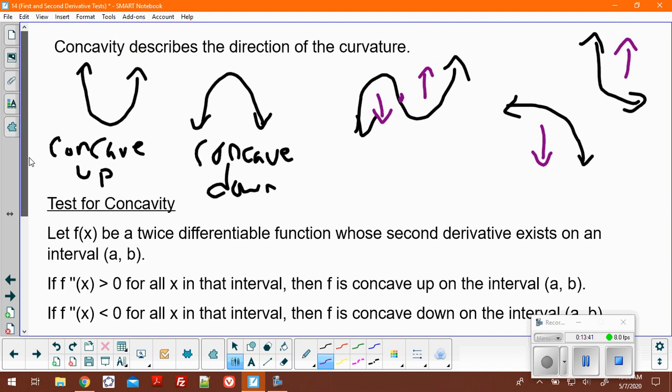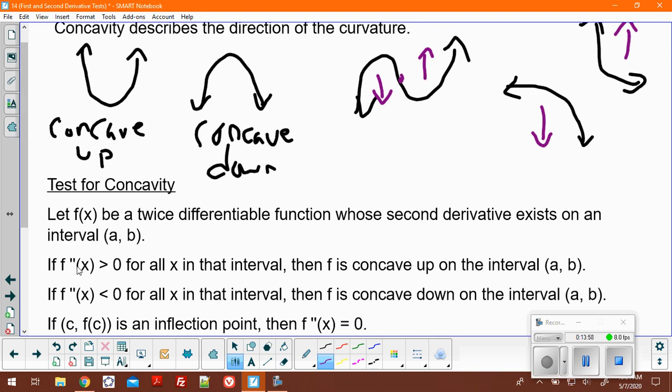So we can also test this part. Let f of x be a twice differentiable function. The second derivative exists on the interval a to b. So I had to be able to take my second derivative here. If the second derivative is greater than 0, so positive on that interval, then f is concave up on that interval. If the second derivative is less than 0, so negative on that interval, then the function is concave down on the interval.